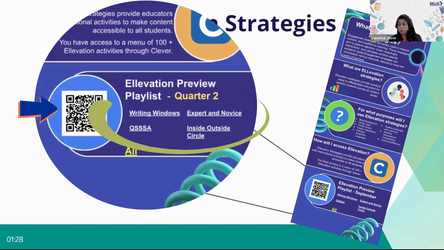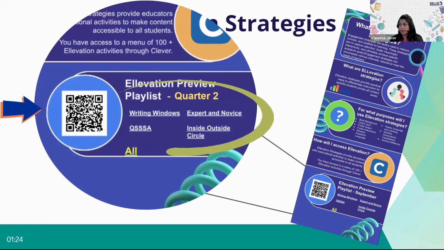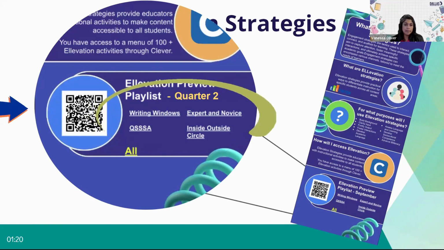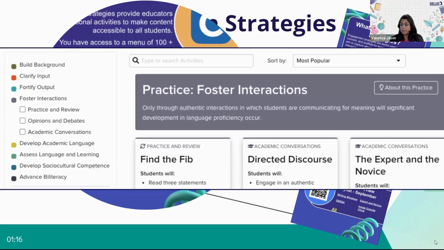But for quarter two, we're highlighting four specific Elevation strategies: Writing Windows, QSSSA, Expert and Novice, and Inside Outside Circle. Let's take a look at the Elevation website and how they have organized their strategies by engagement purpose. This makes it a little easier to search, sort, and or browse.